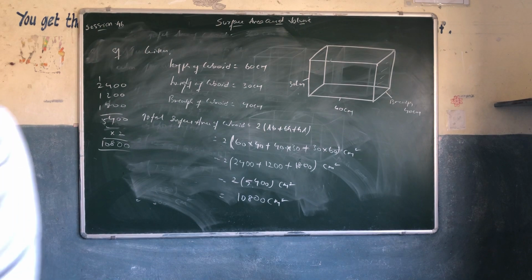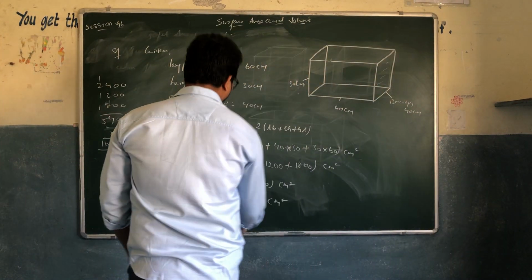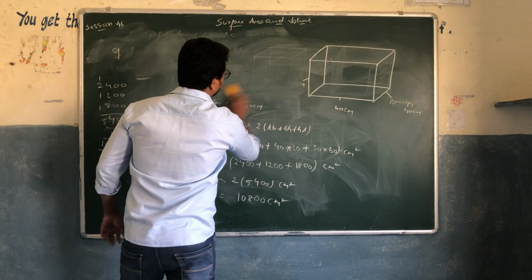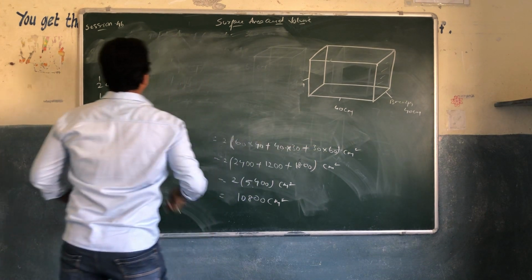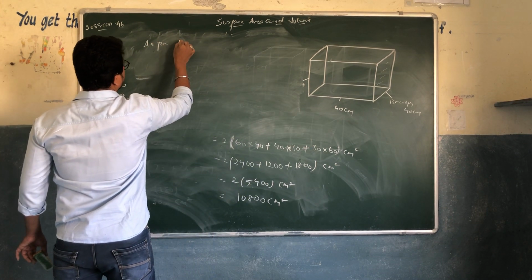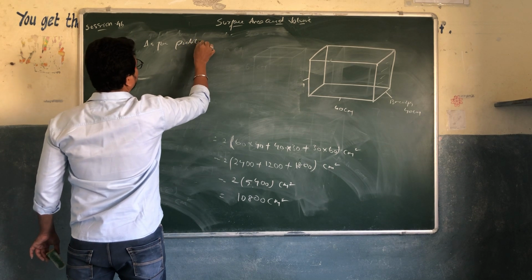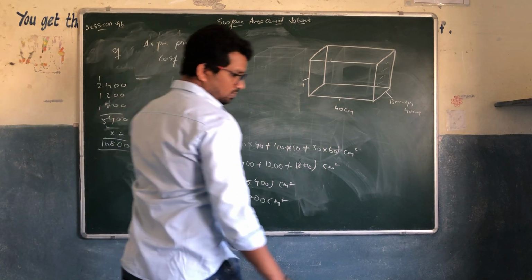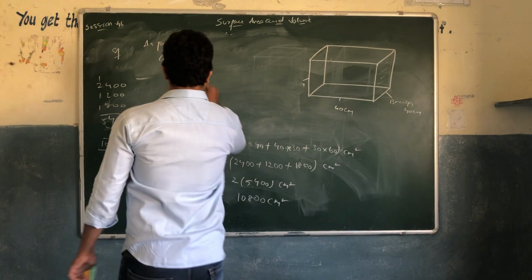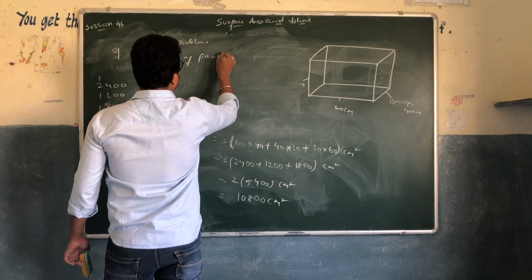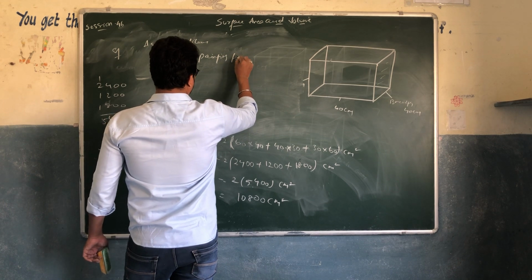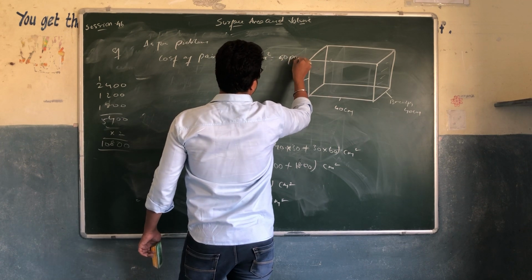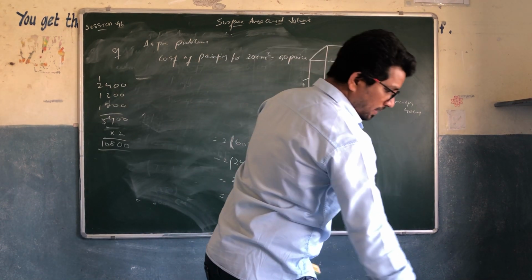Now what do you need to find? How much amount this area will take? So as per the problem, what is given? Cost of painting for 20 centimeter square is equal to 50 paise. Right? 20 centimeter square is equal to 50 paise.